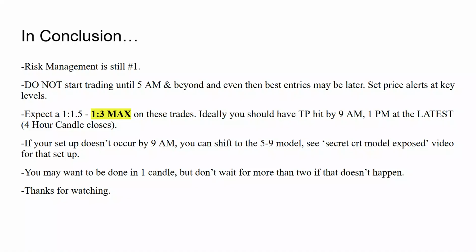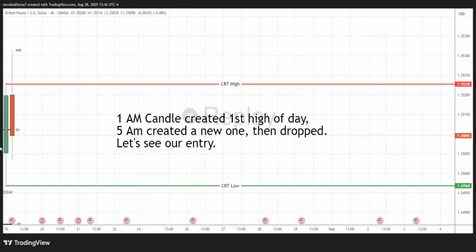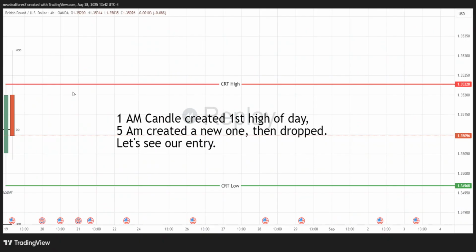Don't let a winner turn into a loser. Like this right here, okay, price didn't hit the end of the range. It didn't hit the take profit range, but you still could have got 1 to 2. Be happy with that. All right. It didn't hit this green line. That's fine.